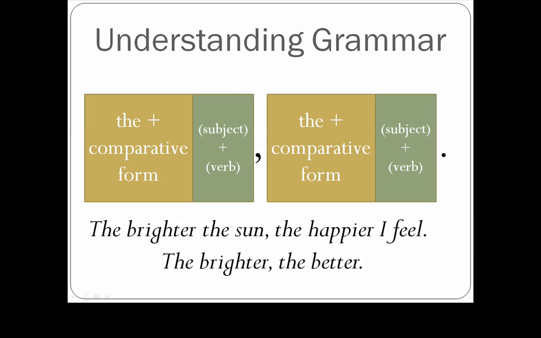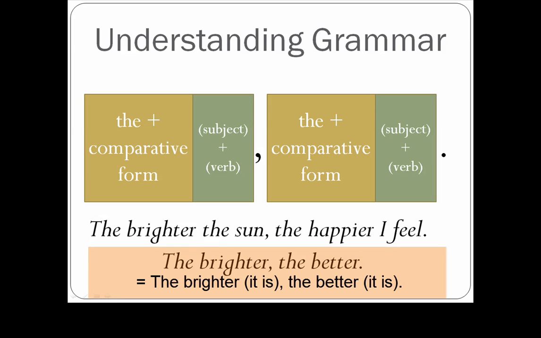them out. The verbs left out are forms of the verb be, as in the brighter the sun, the happier I feel. When the subject is left out, it's a word like it or there, a word that simply helps us state the existence or state of something. As in the brighter, the better. The brighter it is, the better it is.